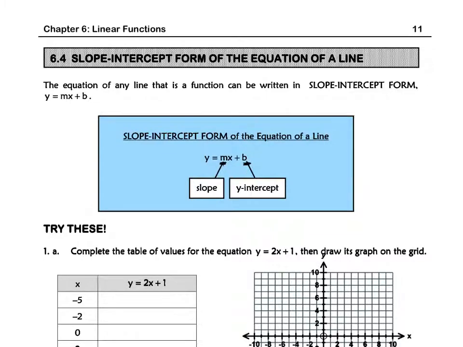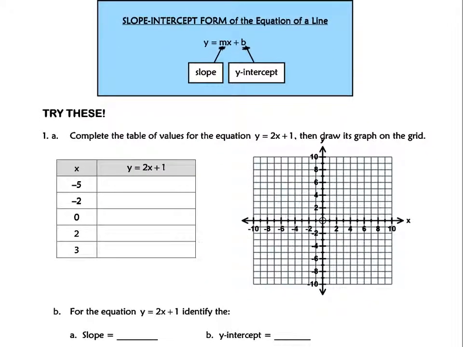So if we look at a few examples, the first one asks you to create a table of values for this equation. So if we create a table of values, we just pick the x as -5, so that would be 2 times -5 plus 1, which equals -10 plus 1, which is -9. And then if you plug -2 in there, 2 times -2 plus 1 is -4 plus 1, which is -3.